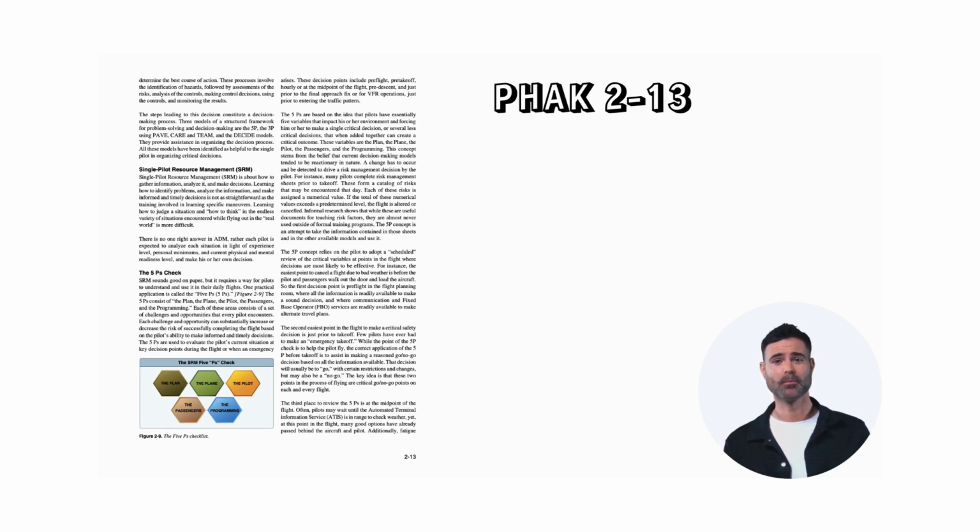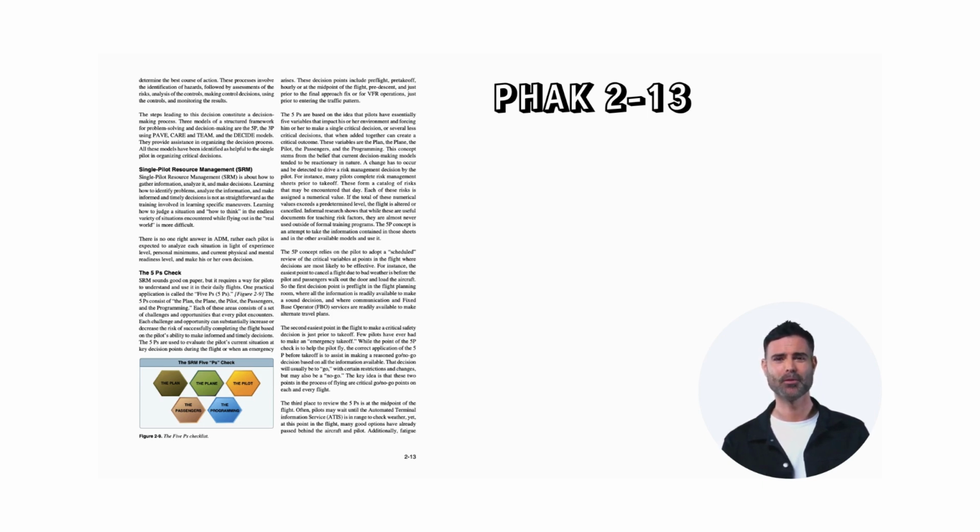The 5P concept relies on the pilot to adopt a scheduled review of the critical variables at points in the flight where decisions are most likely to be effective. For instance, the easiest point to cancel a flight due to bad weather is before the pilot and passengers walk out the door and load the aircraft. So the first decision point is pre-flight in the flight planning room, where all the information is readily available to make a sound decision and where communication and fixed base operator (FBO) services are readily available to make alternate travel plans. The second easiest point in the flight to make a critical safety decision is just prior to takeoff.